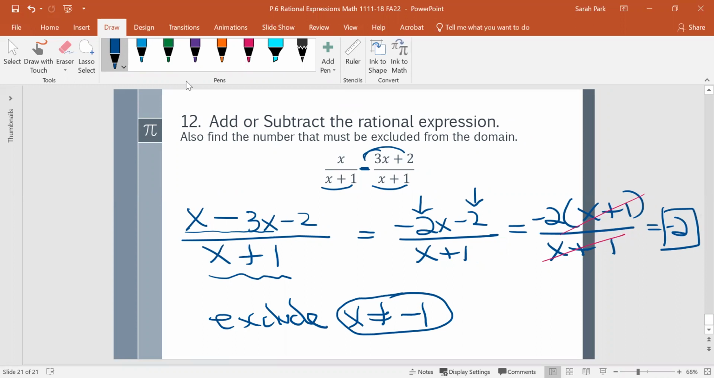Right. In this recording, we have covered how to add, subtract, divide, and multiply rational expressions, as well as finding the domain, which just means the numbers to exclude.